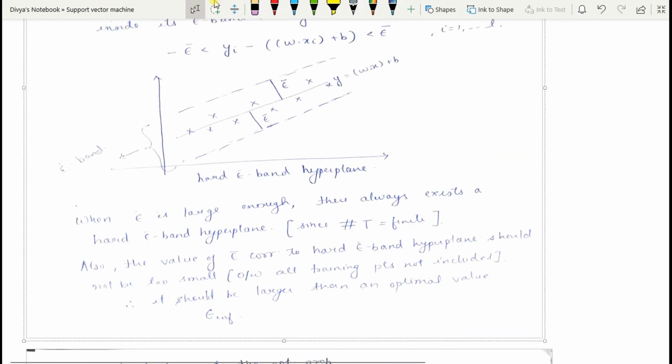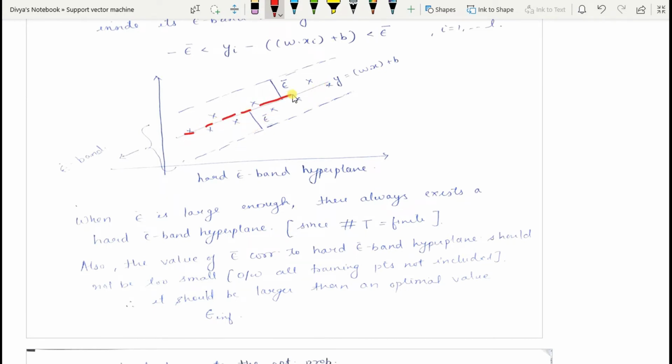Geometrically, if this is the training set, these are the training points given, and this is the hyperplane we are considering, y = w·x + b, then epsilon distance downward from here and epsilon distance upward from here, this region would be called the epsilon band.